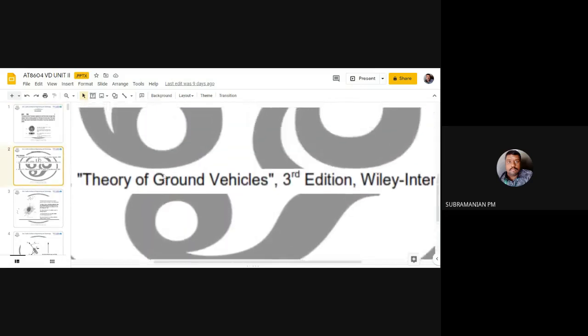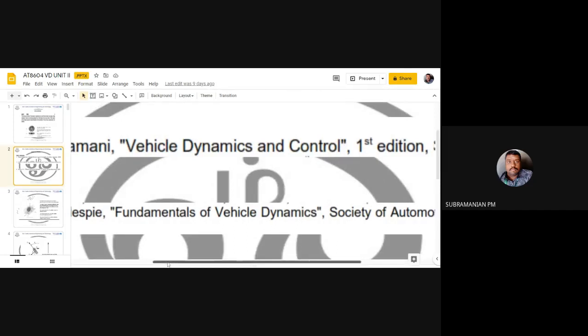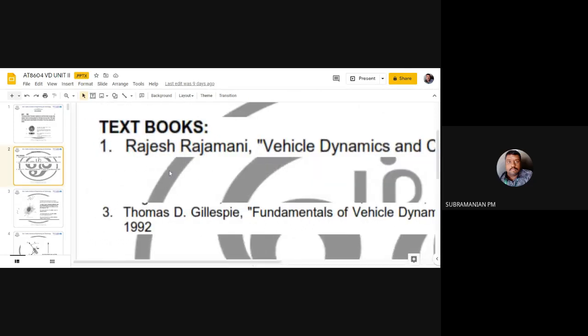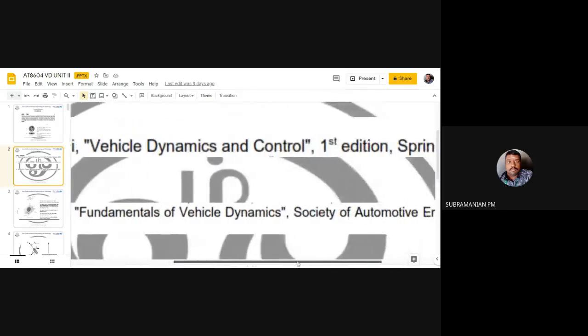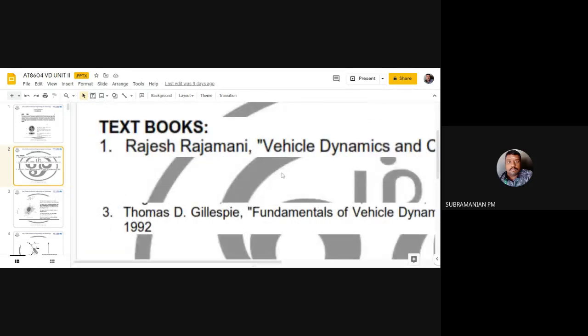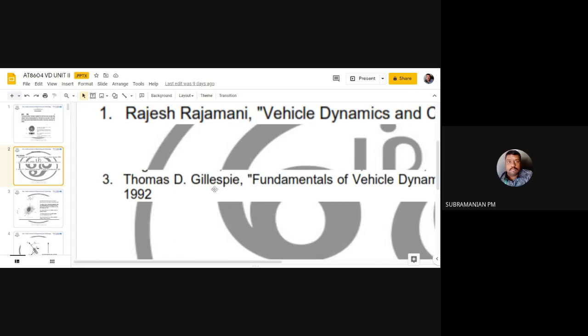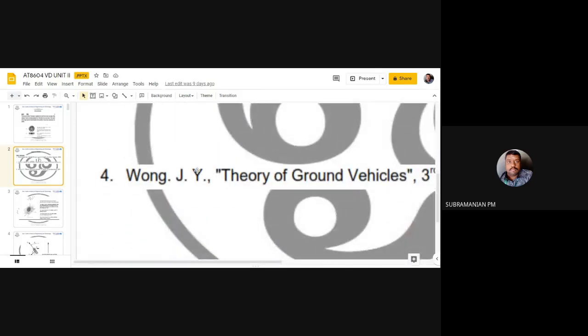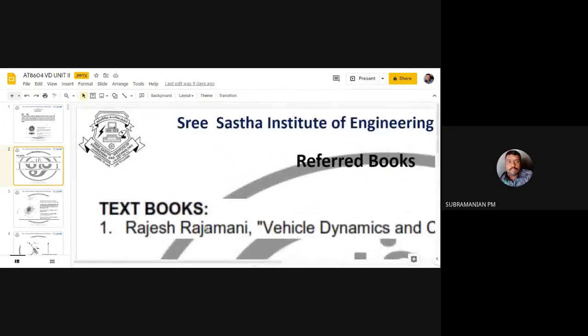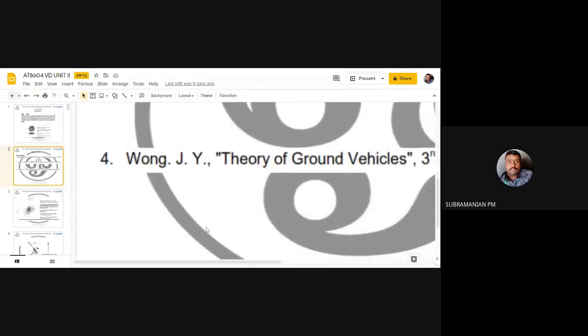And regarding this course, that is in unit 2, all my PPT contents have been taken from the book. You can see Rajesh Rajamani is a famous author in vehicle dynamics and control. Most of the slides I have taken from that book only. For some slides, I have referred to Gillespie, that is also a famous book in vehicle dynamics. Then Wong. Comprising these three books, the entire PPT is made.